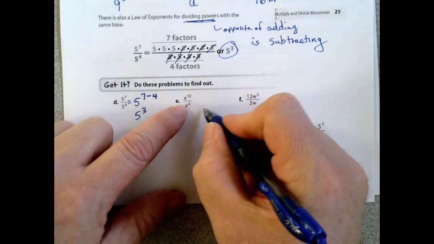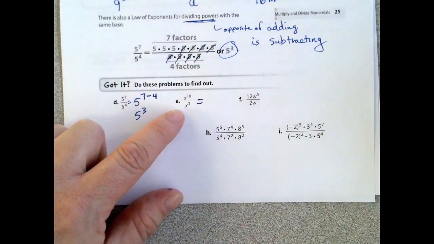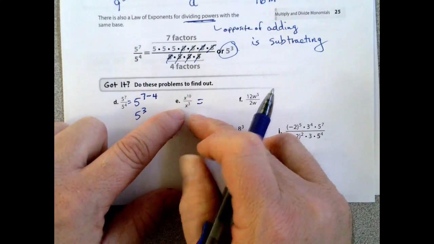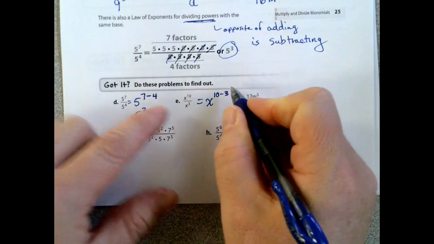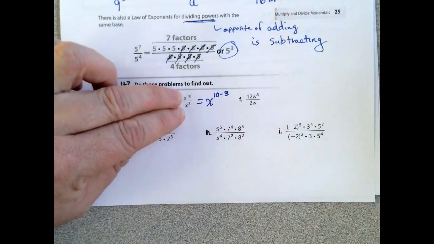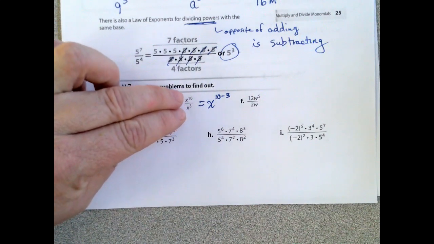Here we have, what do we get? What's the answer here? X to the 10th divided by x cubed. What are you going to get? X 10 minus 3. It only works if the bases are the same. So you have to make sure your bases are the same.